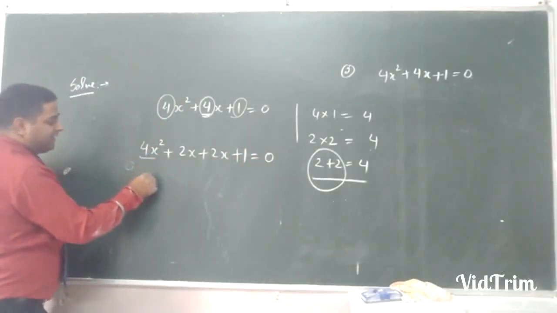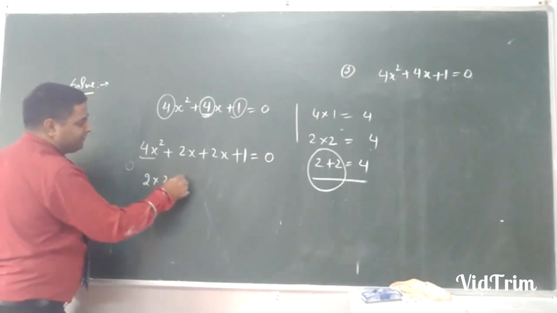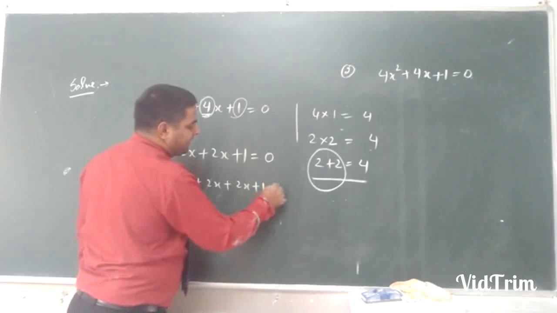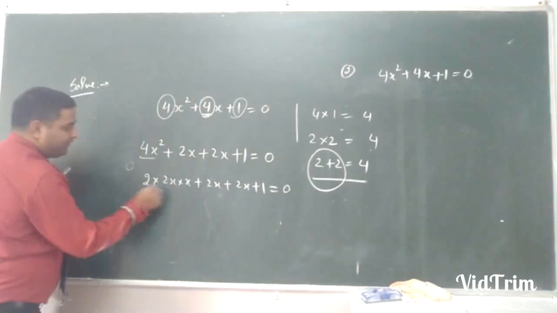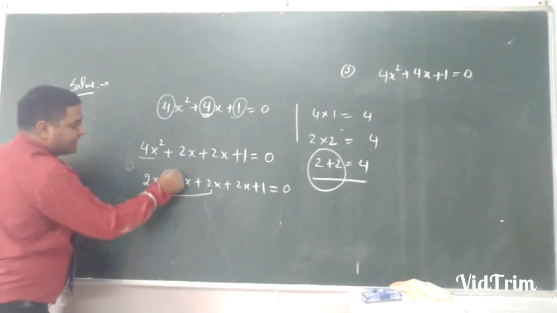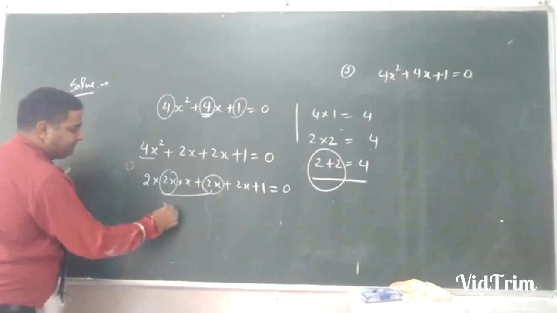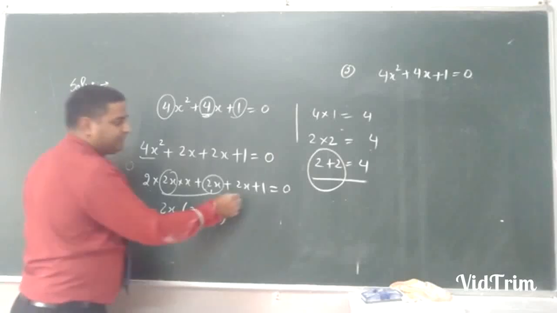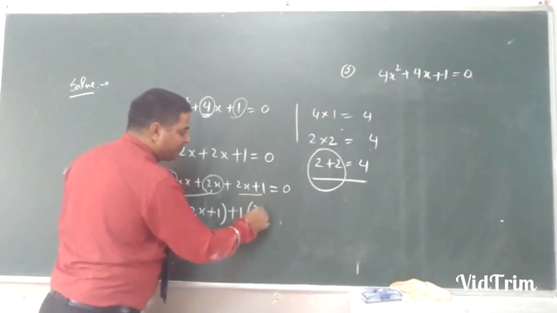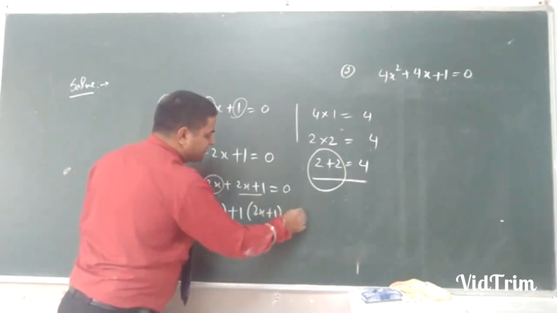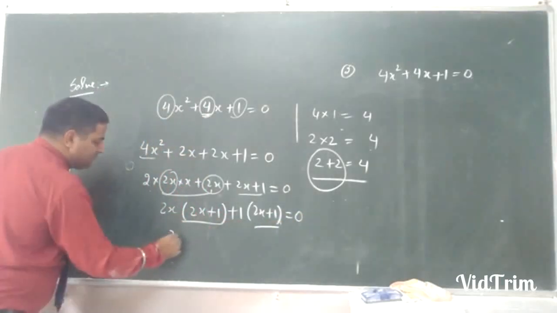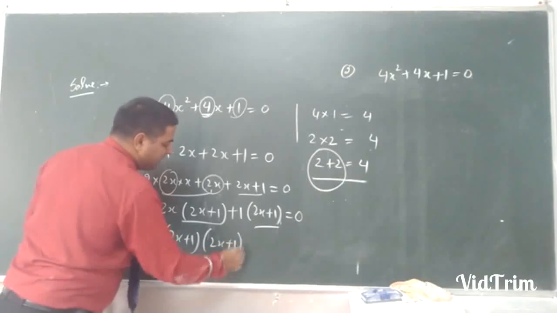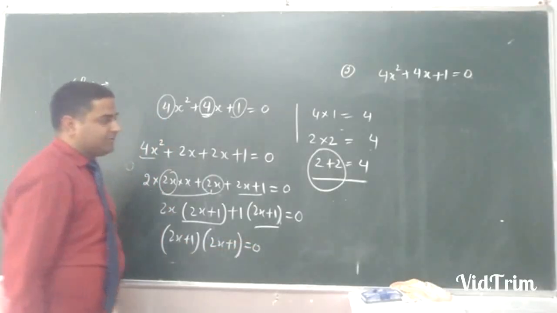Now this 4 can be written as 2 into 2x into x plus 2x plus 2x plus 1 equals to 0. From these two terms, 2x is taken common. We get 2x plus 1. From here, nothing is common, we take 1 common. 2x plus 1 equals to 0. So 2x plus 1 is out. We get 2x plus 1 equals to 0.